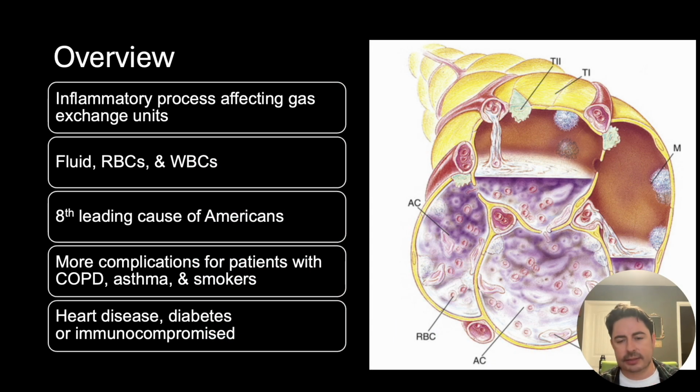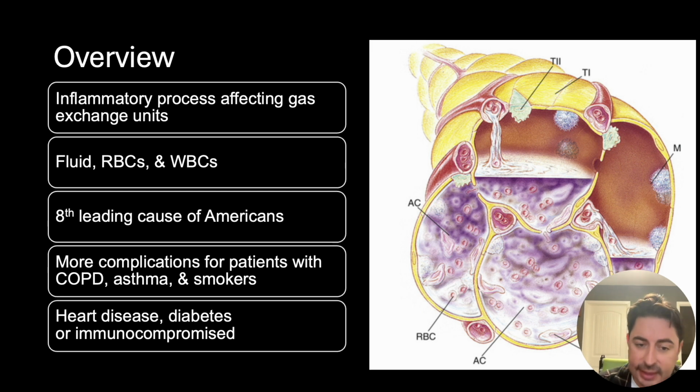So when we look at pneumonia in general, this is an inflammatory process that's affecting gas exchange units. So you can see here, these gas exchange units are just full of cellular debris. They've got red blood cells. They've got some inflammation going on, lots of different things, white blood cells that are there as well, T cells, helper T cells, and they're trying to take care of or fight off that infection. That's what they are doing at the cellular level or in the alveoli.